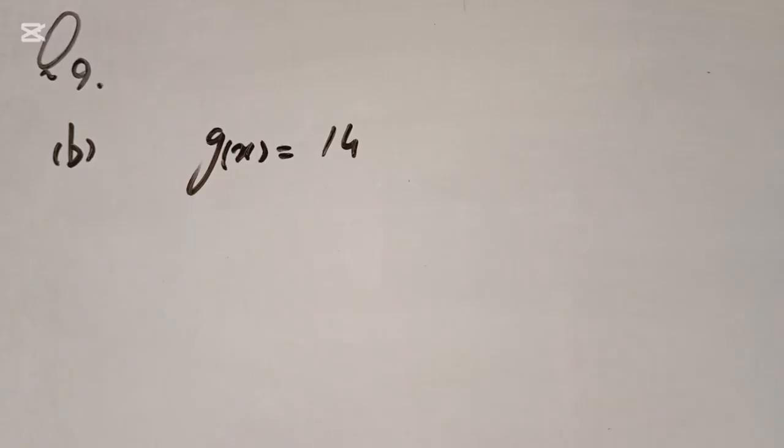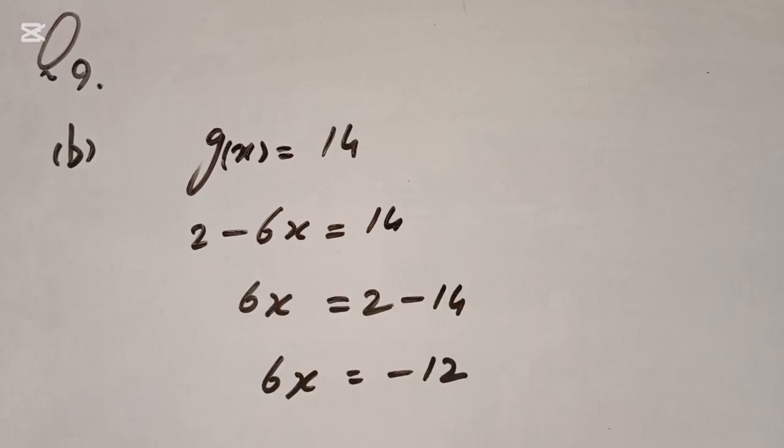We are doing part B here. The condition given with us is g(x) equal to 14. So this is an equation. We will solve it to find out the value of x. 6x equal to minus 12 and x equal to minus 2.